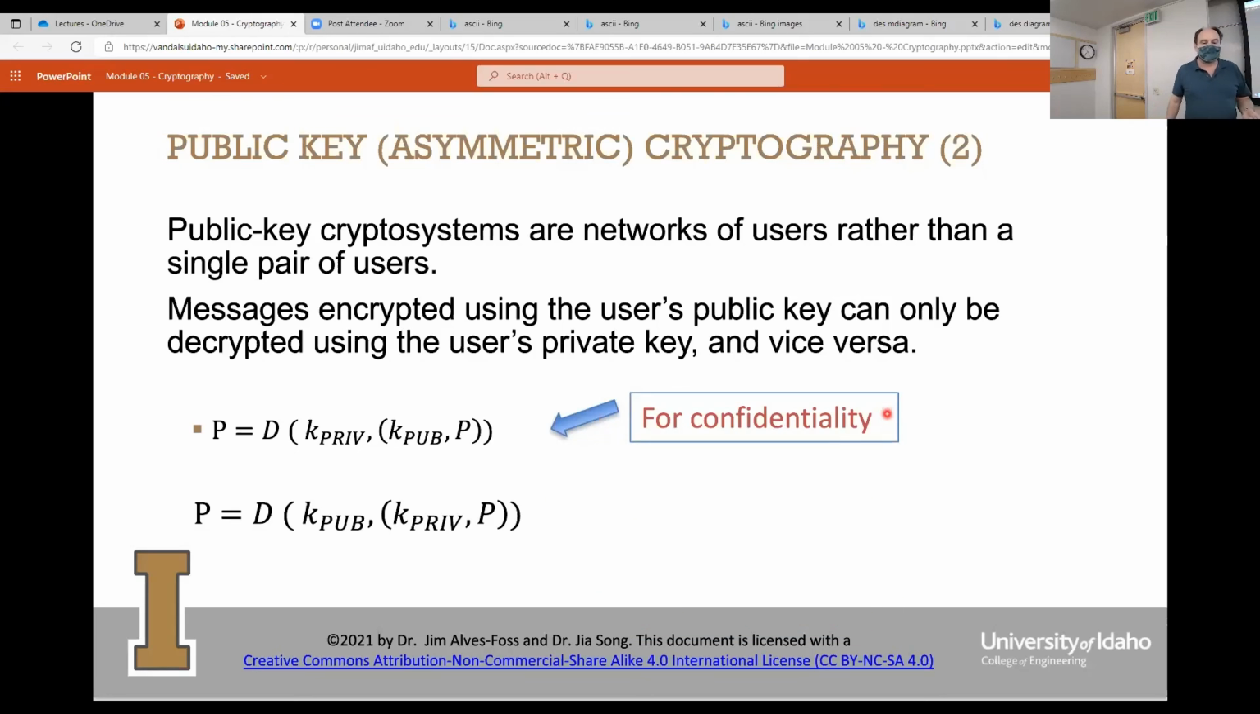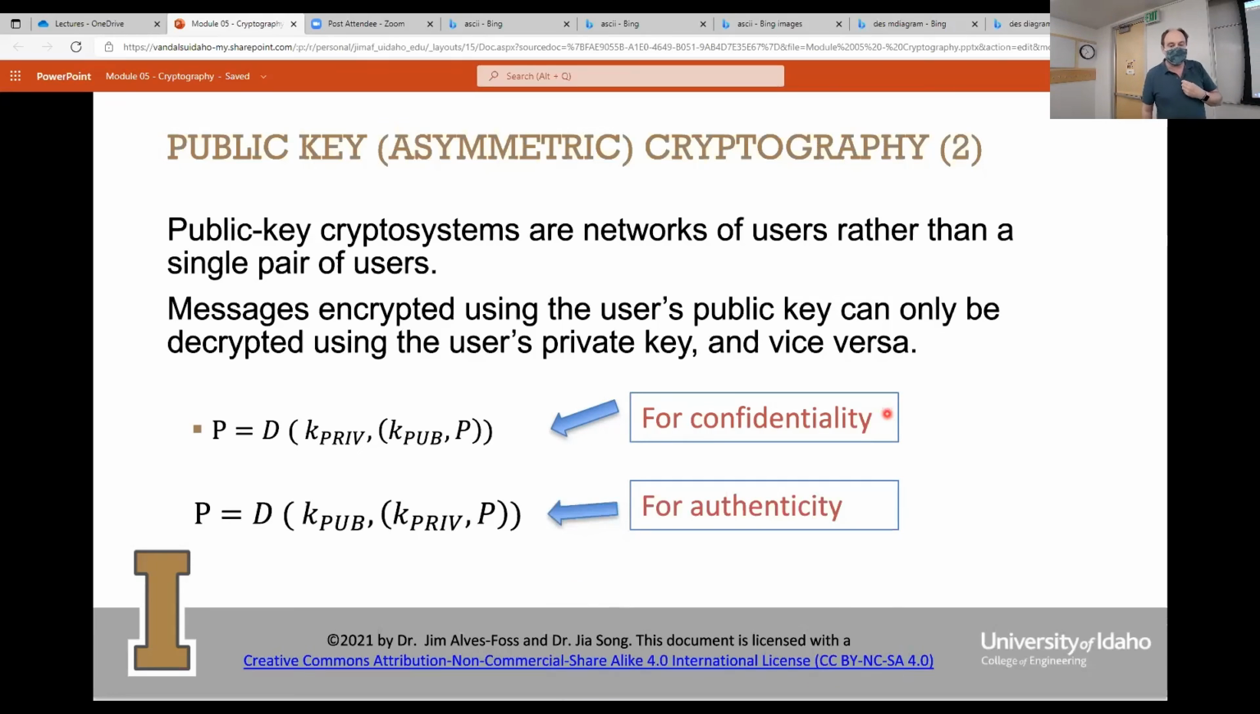For confidentiality, you encrypt with my public key, I decrypt with my private key. For authenticity, I encrypt with my private key and send it out there. Everybody can decrypt it. If they decrypt a valid message, they know it came from me, because I'm the only person in the world who knows that private key, theoretically. But it can encrypt and decrypt in both directions. And I just realized I'm missing the E's in these for encrypt.